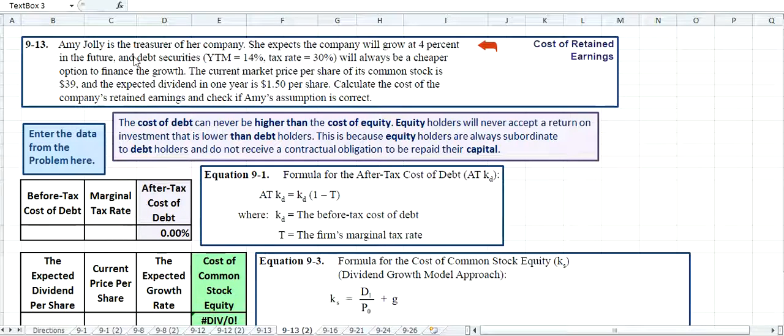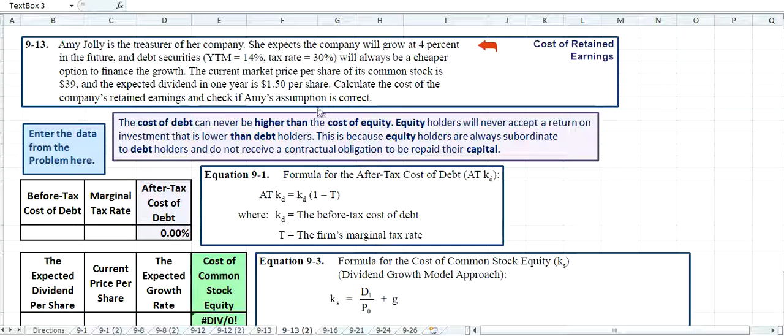In this video, we're going over problem 913, where we're looking at cost of retained earnings, or as we said before, the cost of common stock equity. So we're comparing, Amy Jolly is the treasurer, and she's looking at the cost of debt versus the cost of retained earnings, or common stock equity. She's thinking that the cost of debt will always be a cheaper option to finance the growth of her company. But when we plug in these numbers, we may or may not find out that she's correct. So we're going to do that in just a second.